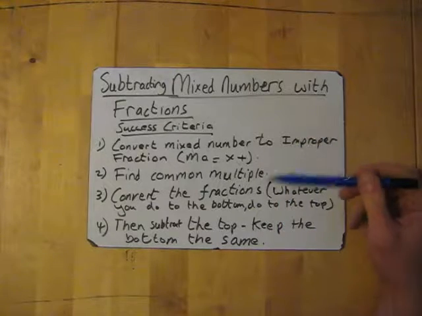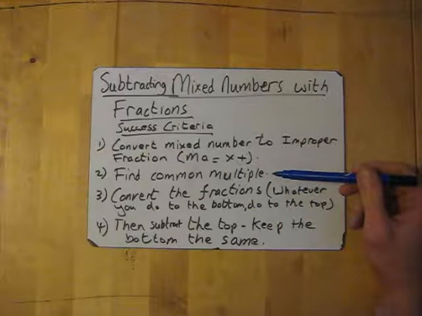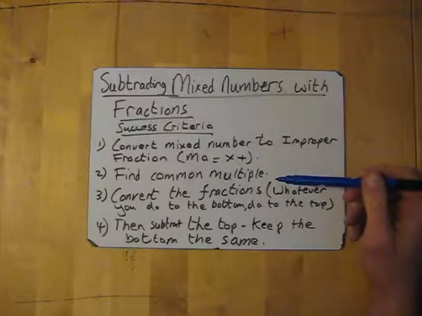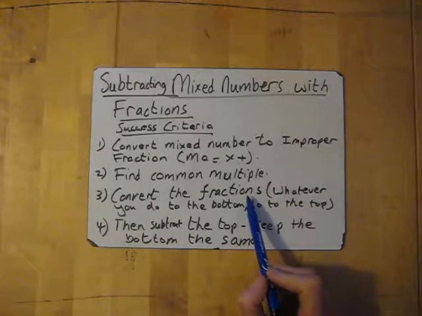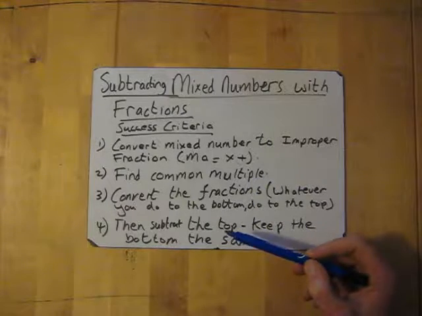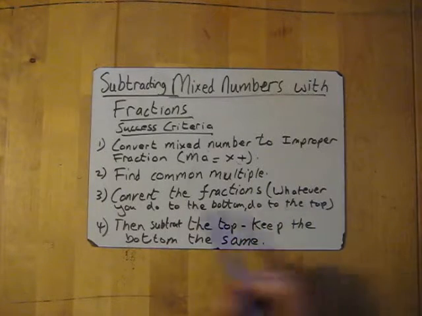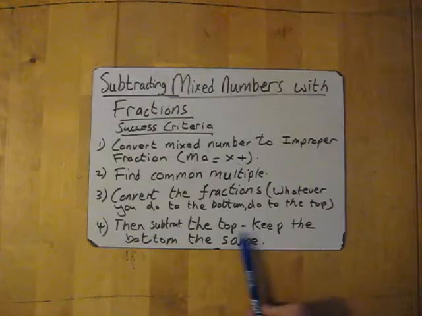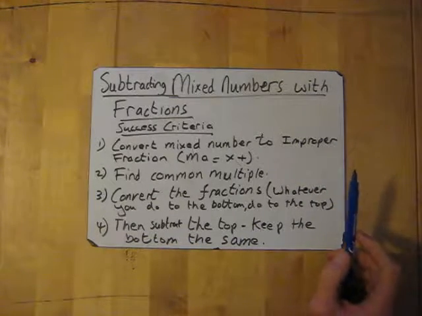Then after you've done that, you need to find the common multiple between the two denominators, obviously the two bottom parts of the fraction. Then convert the fractions into the equivalent fractions with the new denominators. So whatever you do to the bottom, do to the top. And then subtract the top and keep the bottom the same. So let's have a go.